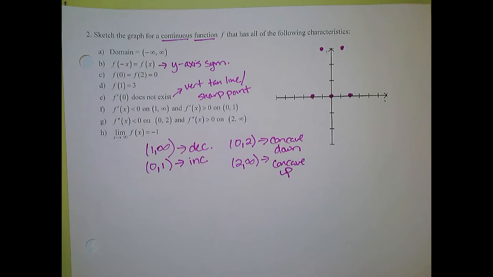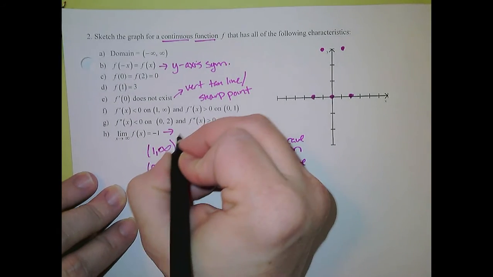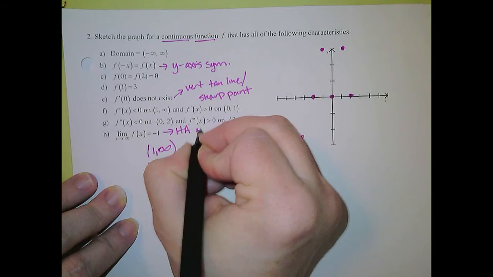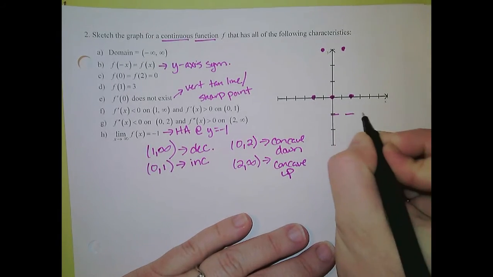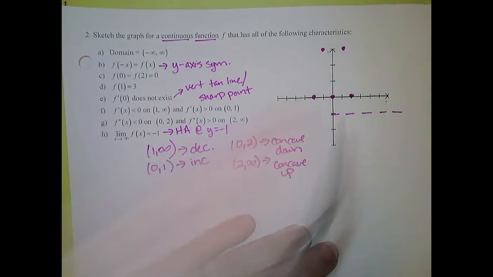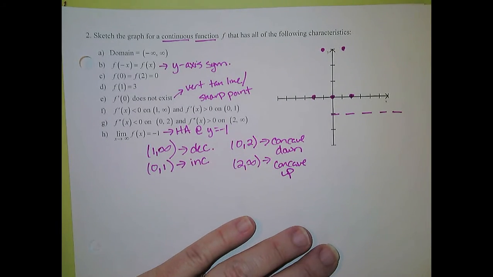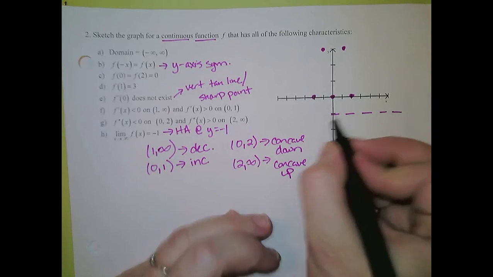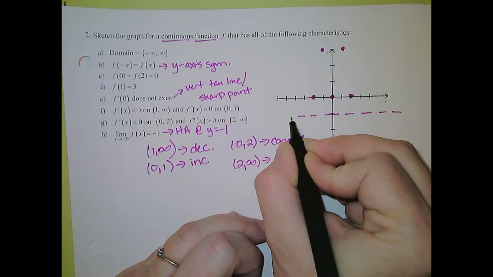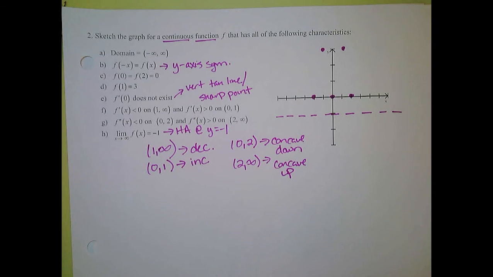And then last but not least, they tell us that as x approaches infinity, f of x approaches negative 1. In other words, we have a horizontal asymptote at y equals negative 1. And because this has y-axis symmetry, whatever the right side of my graph is doing, the left side has to be the reflection of that. So if the right side of my graph is approaching a value of negative 1 as x increases without bound, then the left side of my graph must also be approaching that same value as x decreases without bound.